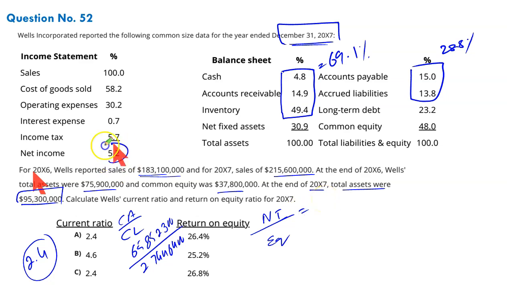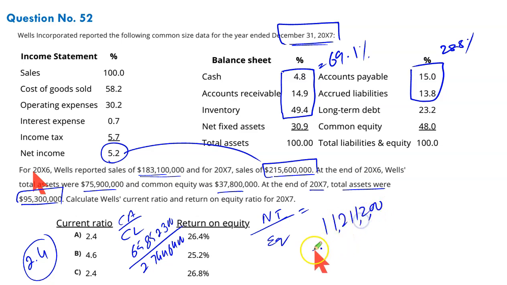Net income is 5.2% of your sales for 2007. Sales for 2007 was 215.6 million, and 5.2% of this is net income. So that gives you 11,211,200. The problem for you guys is you can't use the closing equity.